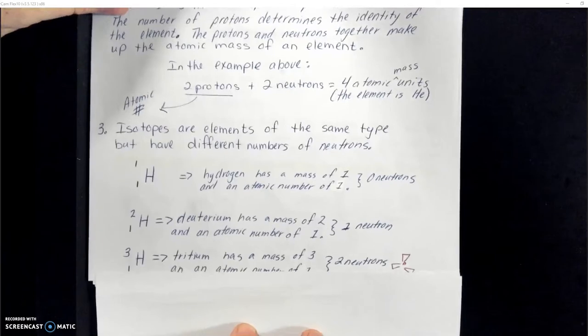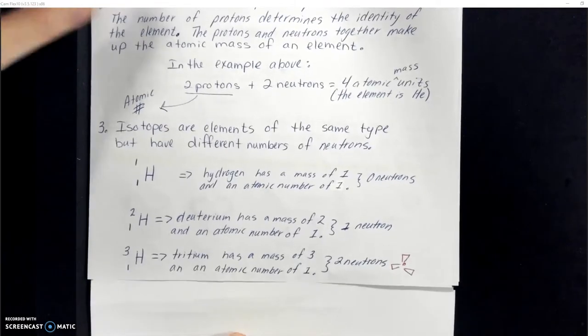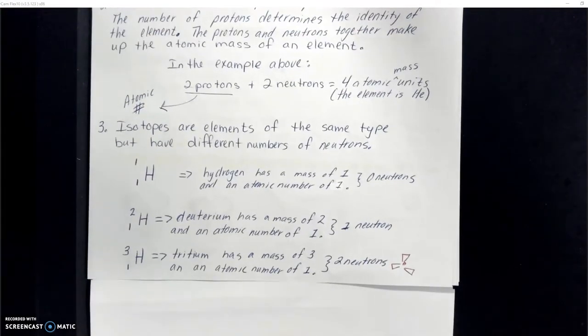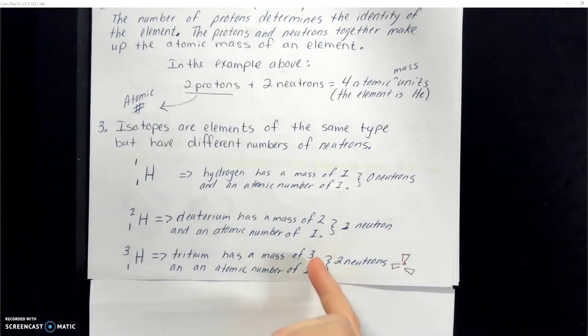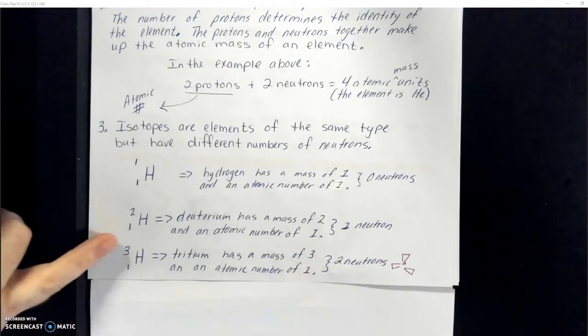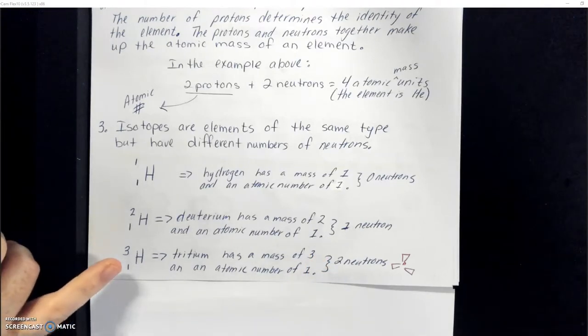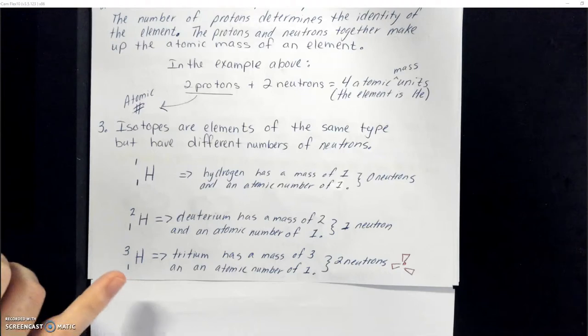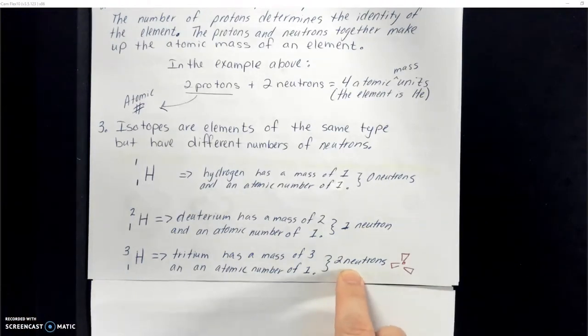Now let's look at tritium. Okay? Tritium has a mass of 3 and an atomic number of 1. 1 proton, okay, because it's still hydrogen. That does not change, but its mass can change. If we have a mass of 3, an atomic number of 1, we can subtract those two, and we figure out that it has 2 neutrons. Okay? It's still hydrogen, just hydrogen with 2 neutrons added to it.